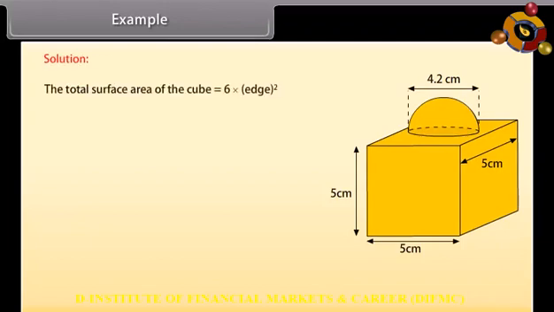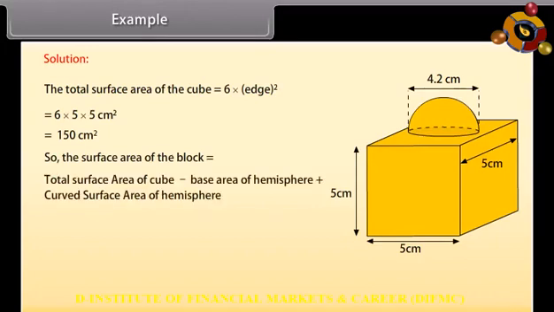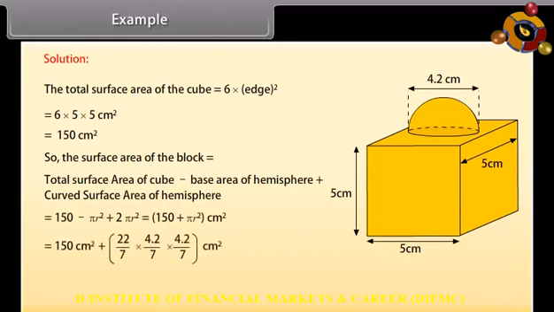Solution. The total surface area of the cube is equal to 6 into edge square, which equals 6 into 5 square centimeters, which is equal to 150 centimeters square. We can see that the part of the cube where the hemisphere is attached is not included in the surface area. So, the surface area of the block is equal to total surface area of cube minus base area of hemisphere plus curved surface area of hemisphere. On substituting the values, we can find the surface area of the block, which is 163.86 centimeters square.